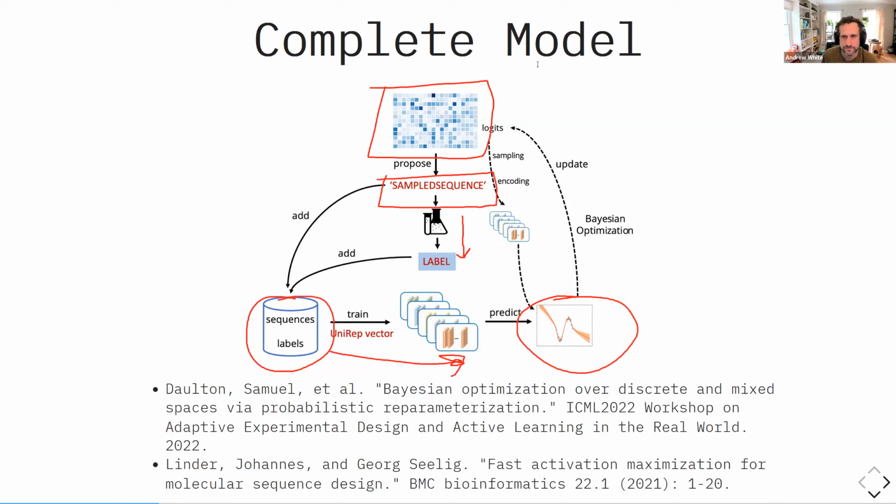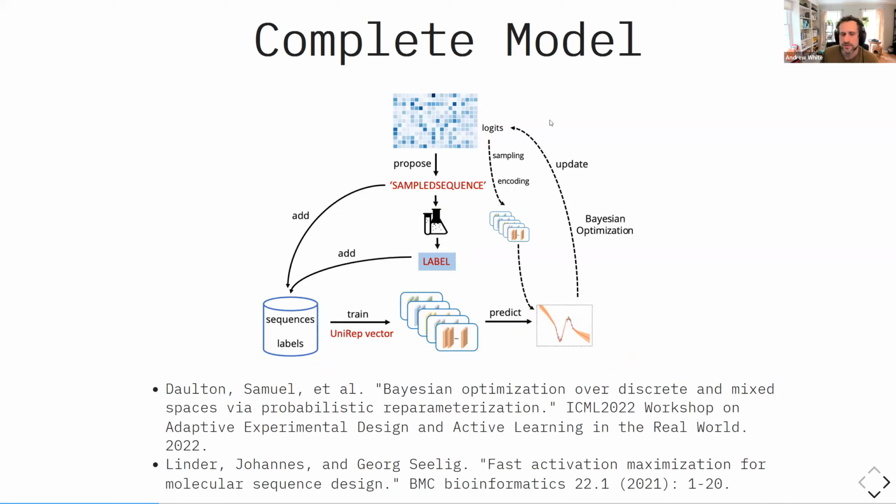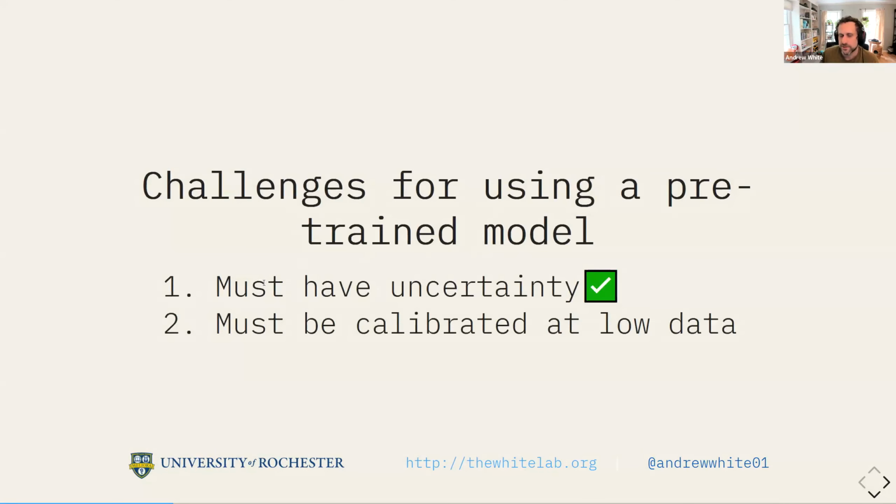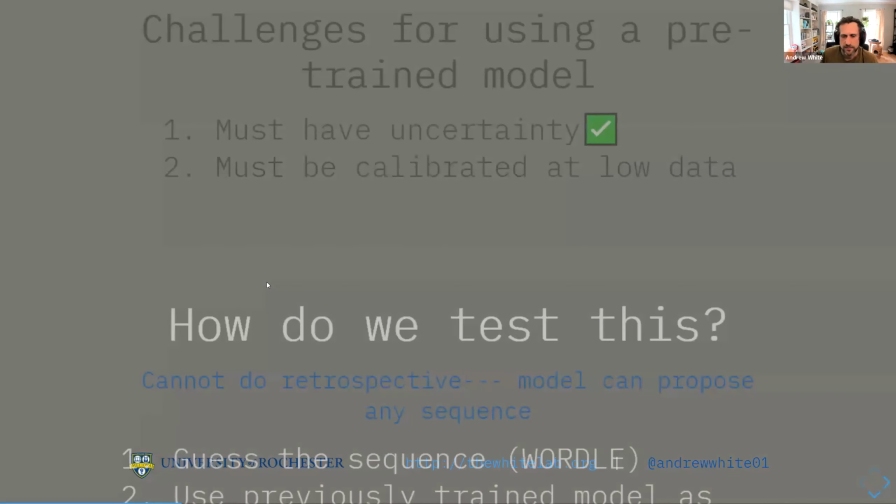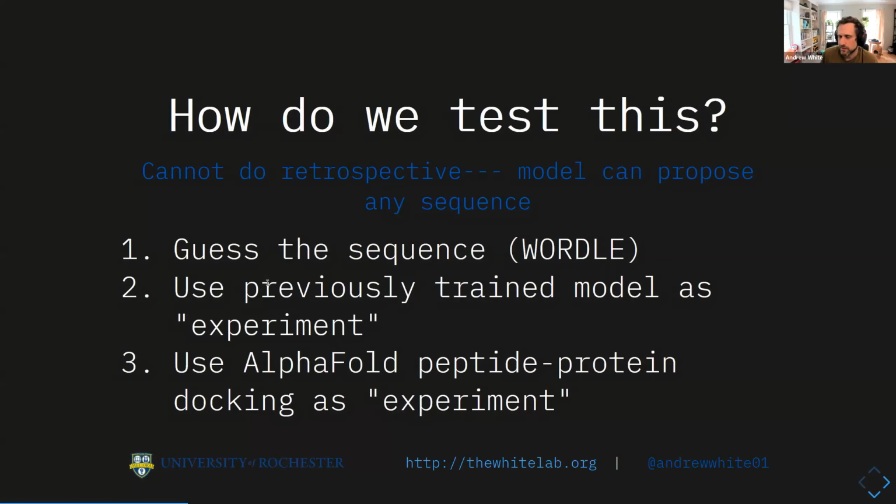All right. So the first thing to check is, does this kind of model give us uncertainty? To do this, we need to actually come up with tasks to try. The difference between a lot of previous work in this setting is that we're doing something prospectively. We can propose any sequence. We can propose any molecule. So we can't just work on historic data. So we came up with a few increasingly difficult tasks. One of them is called guess the sequence. This is Wordle.